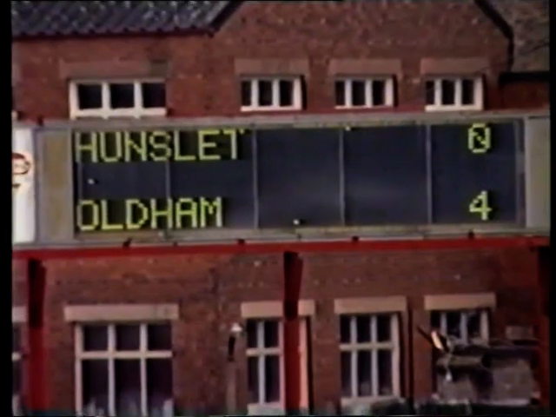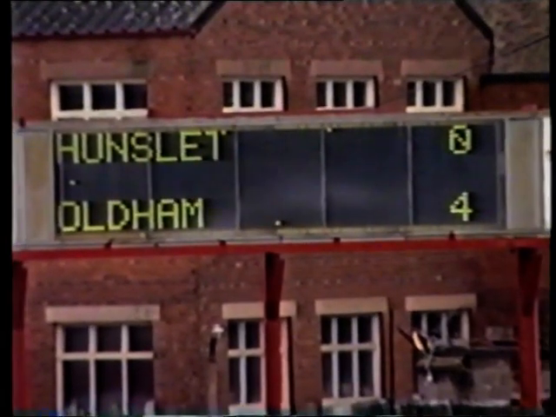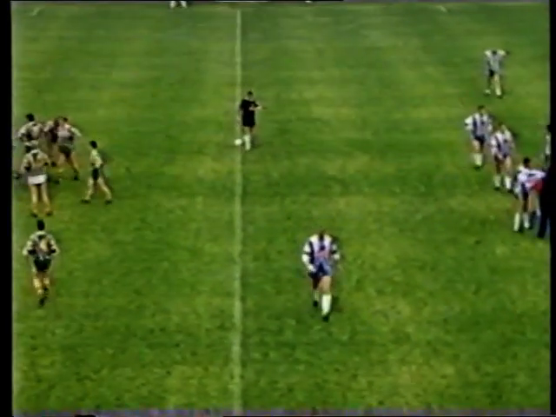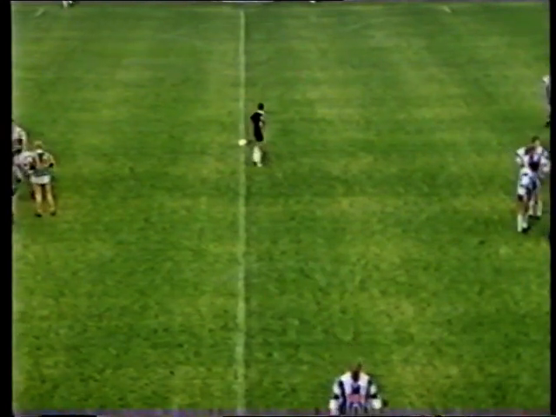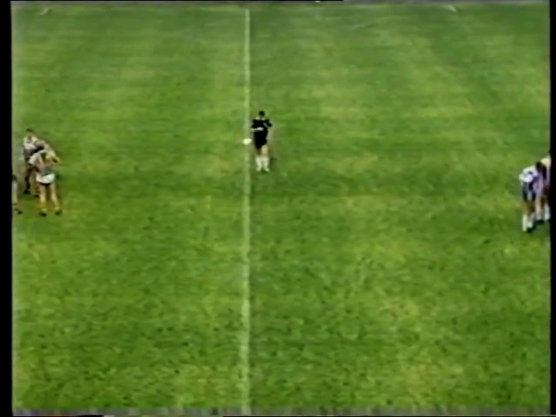And despite all the pressure Hunslet have had, they've got no points on the board because the half-time scoreline is Hunslet 0, Oldham 4. So the team separated by that first minute try from Scott Ranson.